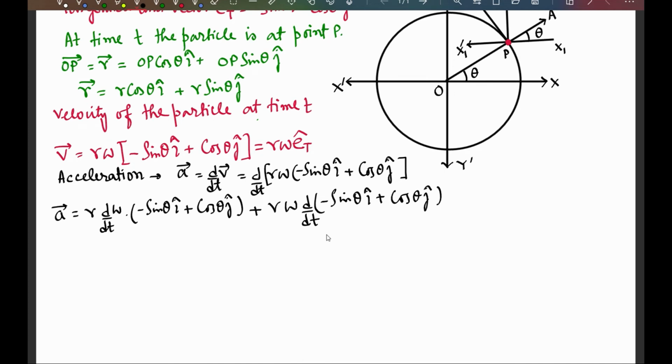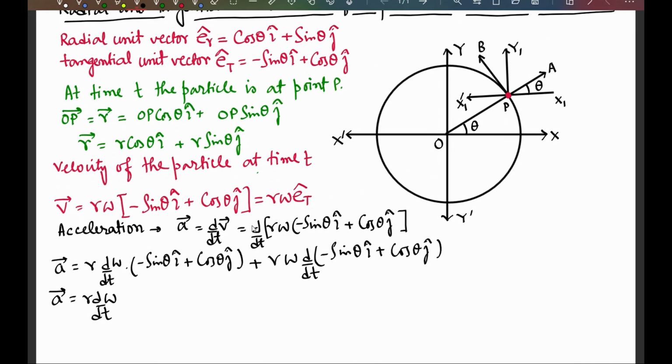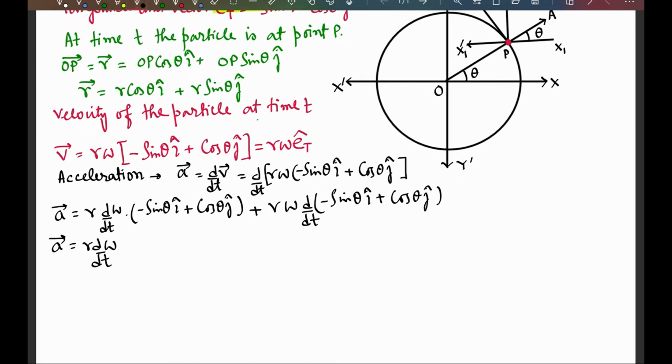So we can write this equation as acceleration, this is R d/dt of omega times (minus sin theta i cap plus cos theta j cap). This is the unit vector along tangent. Therefore, we can write it as e_t cap plus R omega. Here the function is theta and we have to differentiate it with respect to time.